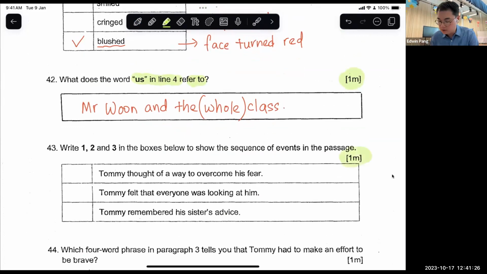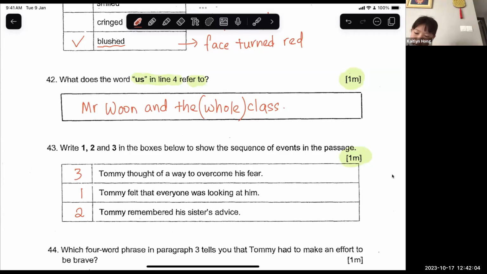Okay, next one, sequence. Let's see if I can give somebody else a chance to do this. Caitlin, would you like to tell me which one comes first? Tommy felt that everyone was looking at him. Very good. You are absolutely right. And then why don't you tell us which one's second as well? And third? The second one is Tommy remembered his sister's advice. Very good. Excellent. And of course, then the last one is Tommy thought of a way to overcome his fear, right? Thank you, Caitlin. That's perfectly correct. Okay, so that's 1 mark.